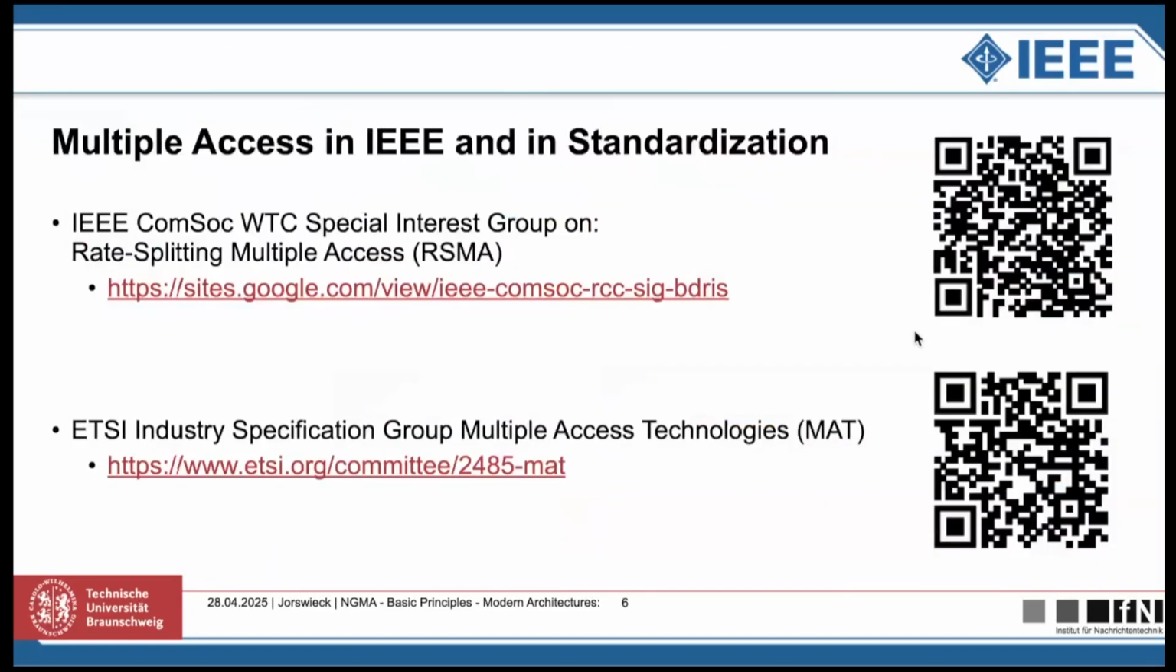I just want to advertise two activities. One is the IEEE ComSoc Special Interest Group on Rate Splitting Multiple Access, where these techniques are currently discussed. And the second one is a pre-standardization group, which is called the ETSI Industry Specification Group on Multiple Access Technologies.